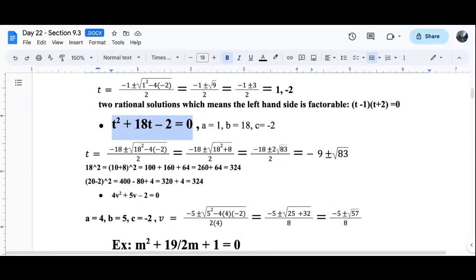Let's see this example. So we're figuring out a, b, c. A is 1, b is 18, c is negative 2. Then we plug into the quadratic formula, right? Then negative 2 times negative 4, that's plus 8. 18 squared plus 8. And we simplify, we get 2 radical 83. So we still get two solutions. Negative 9 plus square root of 83. Negative 9 minus square root of 83. Two irrational solutions.